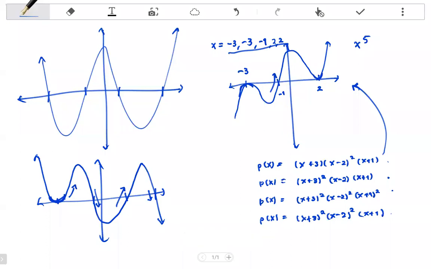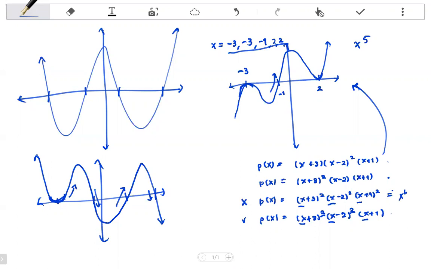So let's look at this. Squared, squared, no squared. So this would be x squared, this would be x squared, this would be x. This could be right since it's x to the fifth. Let's look at this. X squared, and x squared. If we multiply this out, our highest term is going to be x to the sixth, right? So this is not going to be right.